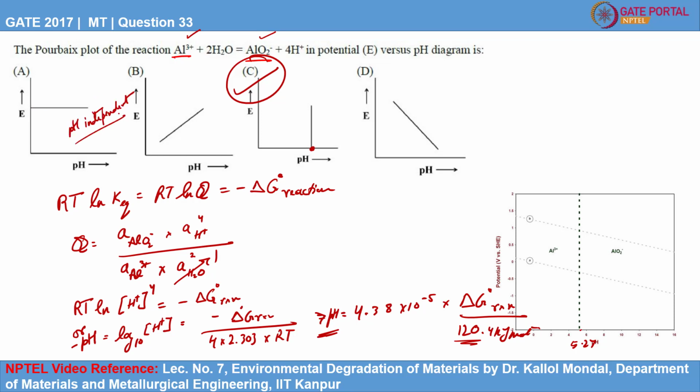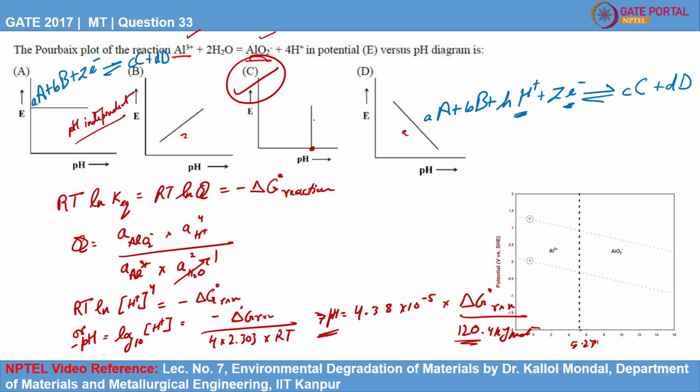While in case of sloped lines, both electrons and H+ ions are involved, and electrode potential is a function of pH. And the equation can be written as follows. Here both electrons and hydrogen ions are involved, so you will get a sloped boundary line. While in case of a horizontal boundary line, the equation can be written as follows. On the other hand, in case of a vertical boundary line, the general equation will be like this.